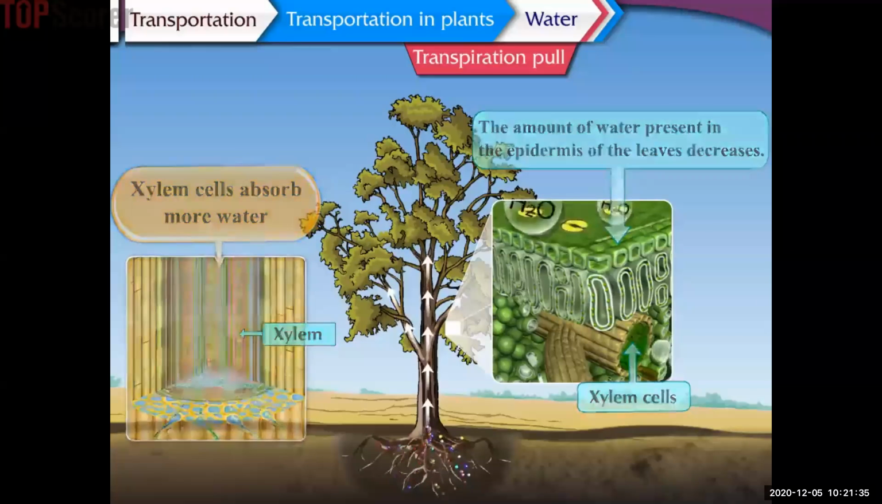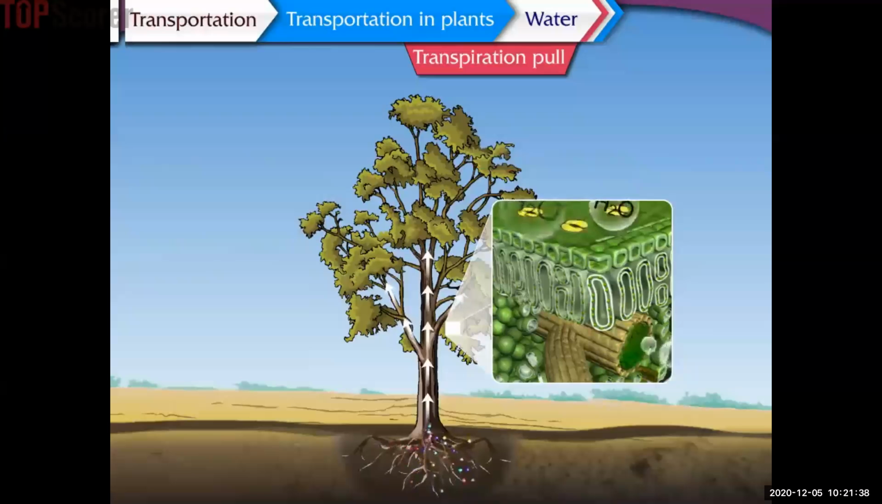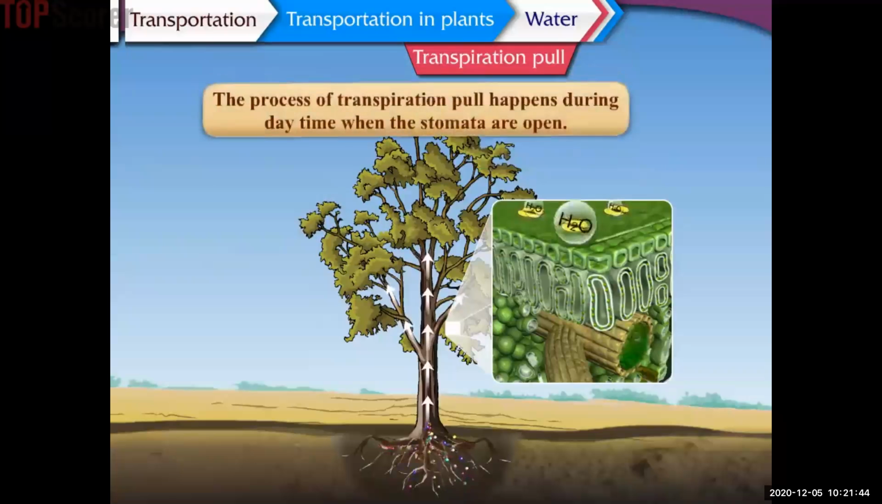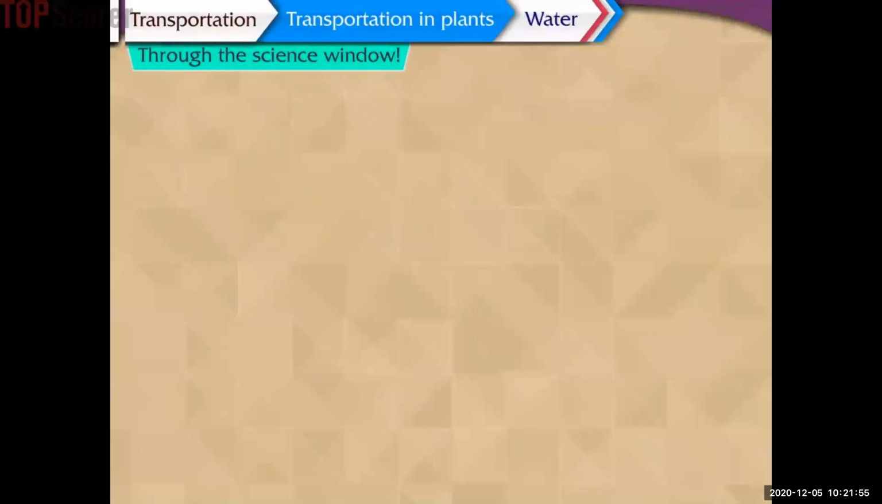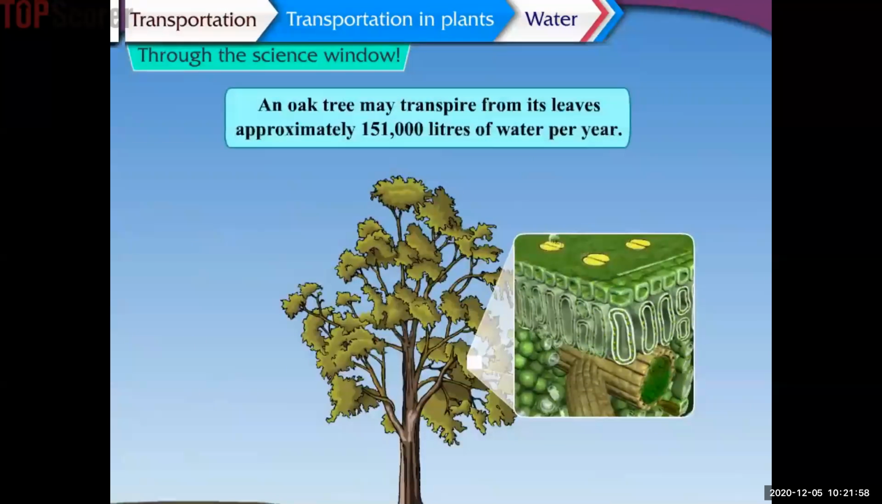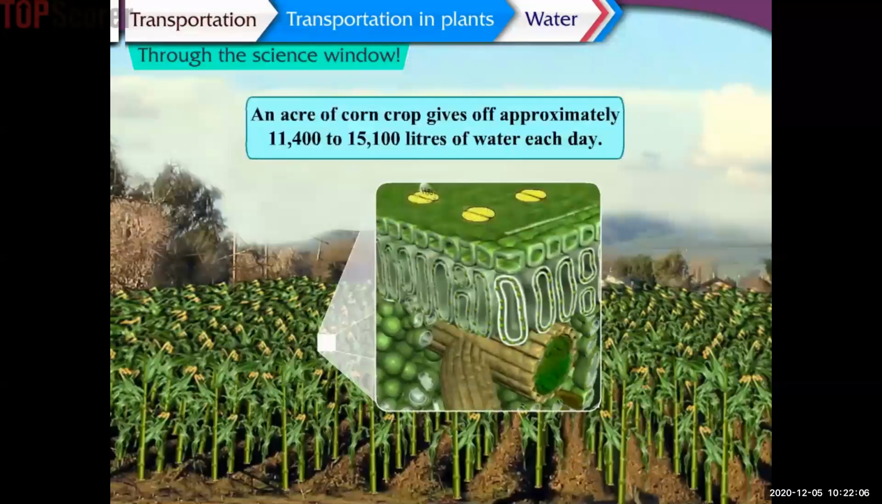Thus, transpiration pull helps in absorption of water and minerals, and also helps in conducting it to all the parts of the plant. This process happens when the stomata are open, that is, during daytime, while the effect of root pressure is important during night. Through the Science Window, an oak tree may transpire from its leaves approximately 151,000 liters of water per year, while an acre of corn crop gives off approximately 11,400 to 15,100 liters of water each day.